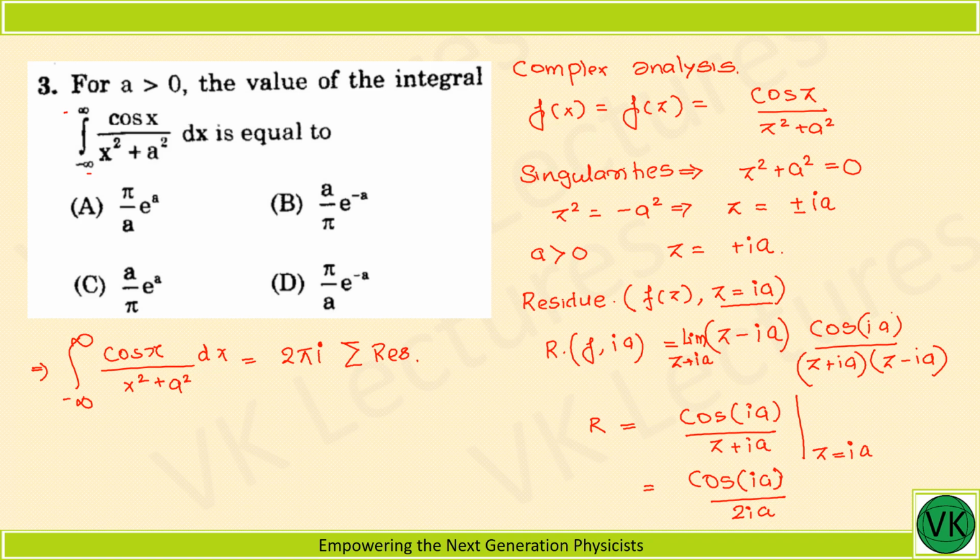Now there is only one residue, so that's equal to 2 pi I into the residue, which is cos of IA divided by 2IA. So I gets cancelled, and 2 gets cancelled, so we get pi by A times cos of IA. So this is cos of I times A.